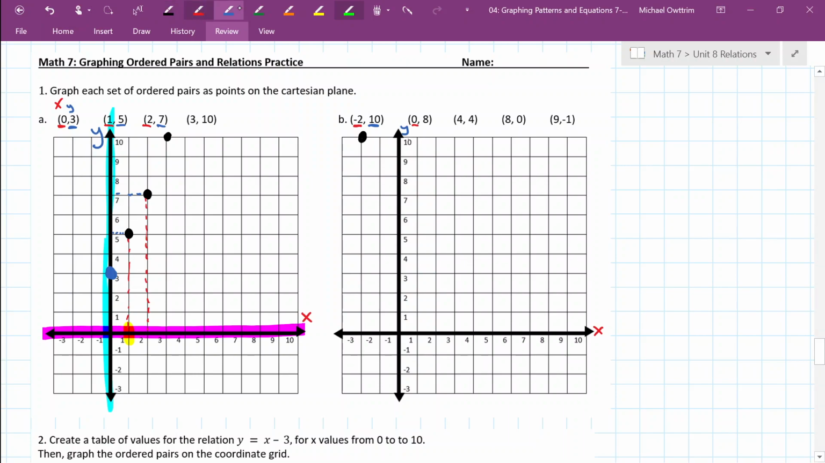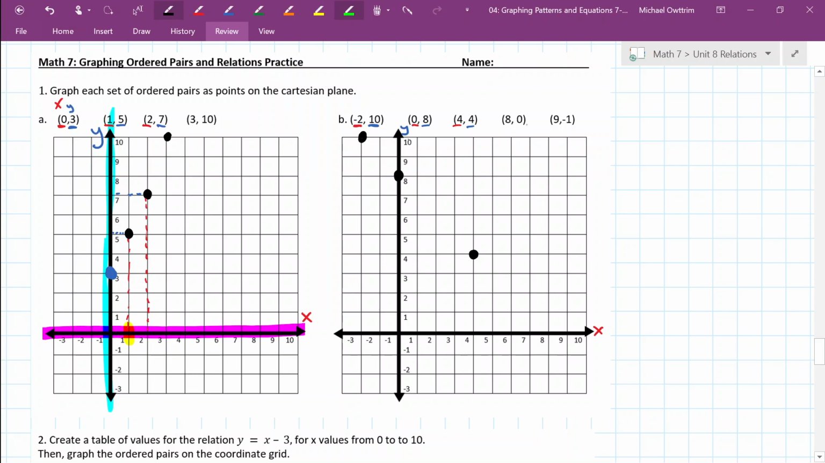Next one is 0 on the x and 8 on the y, so don't go left or right at all, but do go 8 up. I'll put that next point right there. Then 4 on the x and 4 on the y. So start at center, go 4 to the right, and then 4 up.